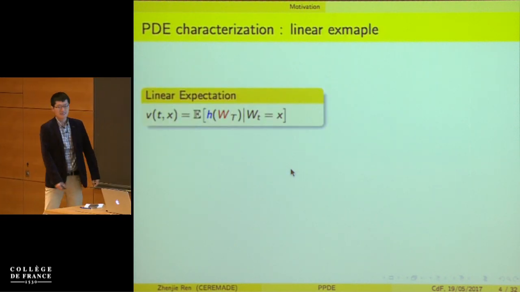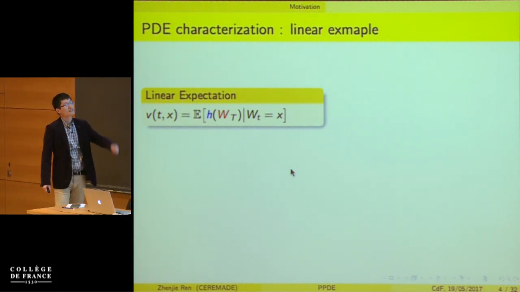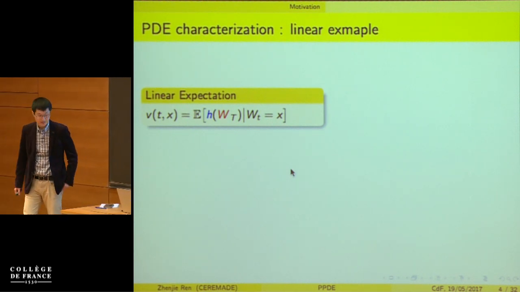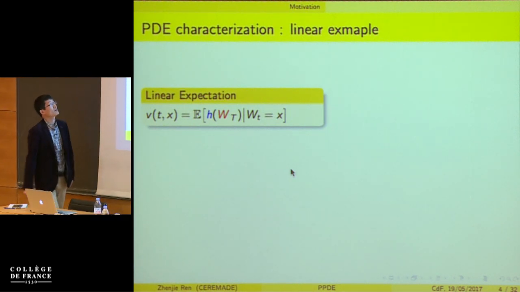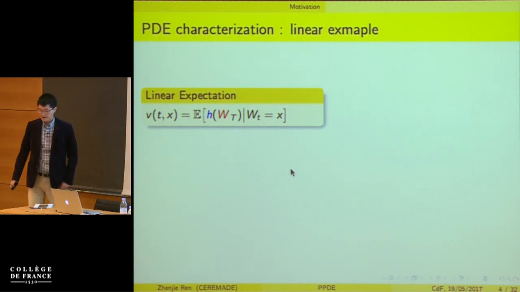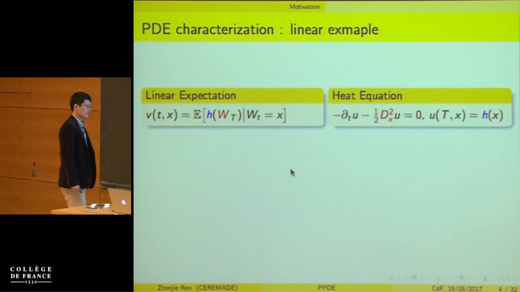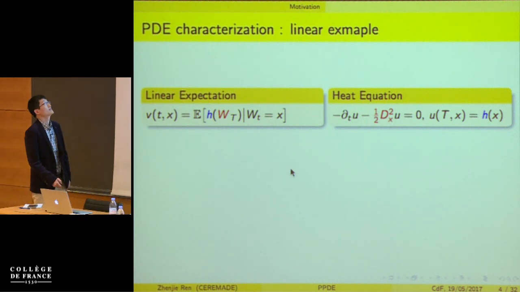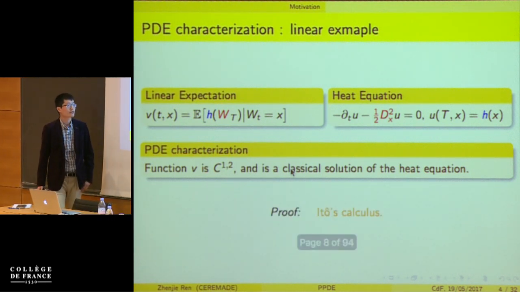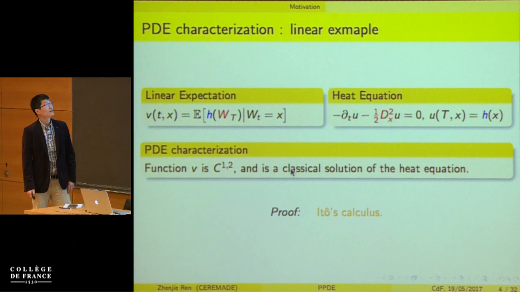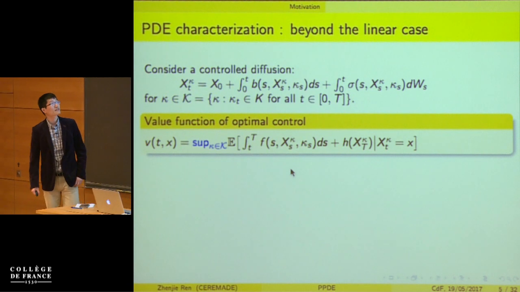So let's start from the easiest story, the conditional linear expectation. V here is the value function of the conditional linear expectation of a utility function H of the Brownian motion W. And we know that this value function V is classically connected to the heat equation. In fact, we can prove that V is indeed a classical solution to this heat equation, and the proof is simply the Ito calculus.